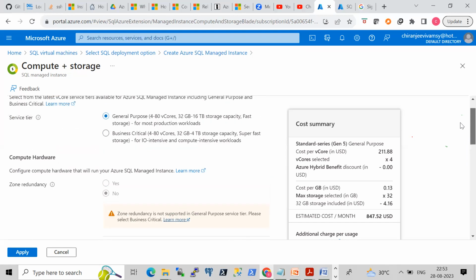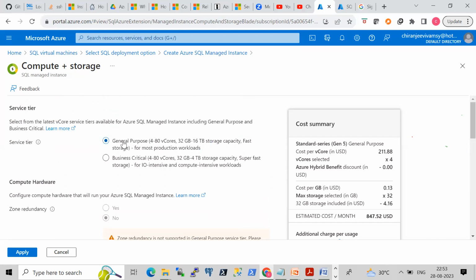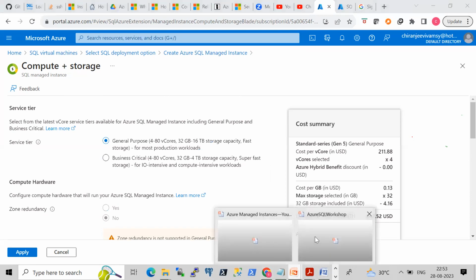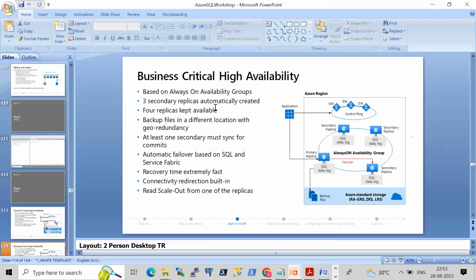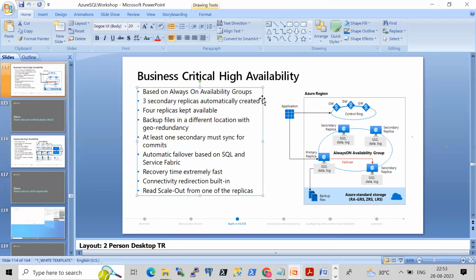So that is the difference, guys. What is the main difference between general purpose and business critical? Let's discuss this one more time. In business critical, in total there will be 4 replicas. Leaving out the primary, I will have 3 secondary replicas automatically created. I am not creating them, you are not creating them, boss. Microsoft itself is creating them. So in total, there are 4 replicas.